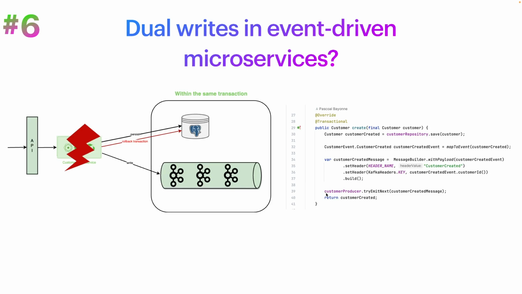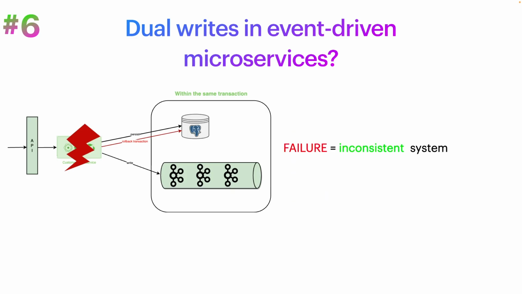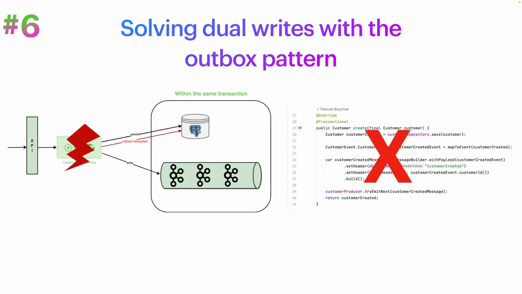How can we deal with that? This kind of failure will result in an inconsistent system. So we are going to have an inconsistent system and it's bad, right? So the question here is, how can we deal with this kind of problem?